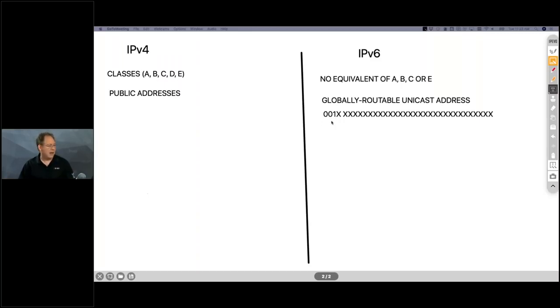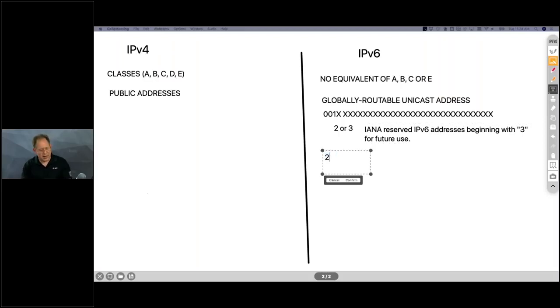So technically speaking, that means that first nibble could be a 2 or a 3, right? It could be 0010 or 0011. Well, the IANA, the Internet Assigned Numbers Authority, reserved IPv6 addresses beginning with 3 for future use. Probably in our grandchildren's day, we'll see that.